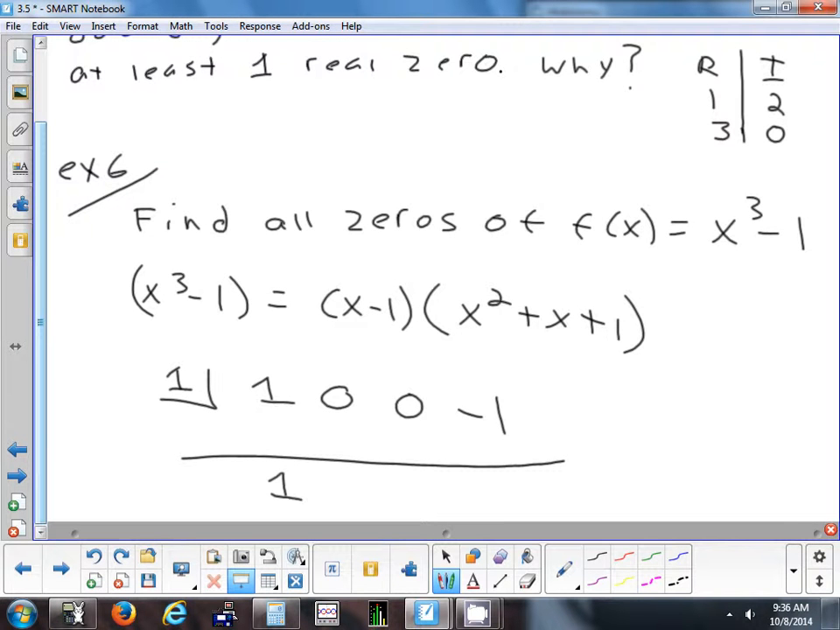So we get 1. 1 times 1 is 1. 0 plus 1 is 1. 1 times 1 is 1. Too many 1s. 0 times 1 is 0 plus 1 is 1. 1 times 1 is 1. Remainder 0 proves it's a root. And then these are my coefficients: 1x squared plus 1x plus 1. That's exactly how I got that. But if you know the shortcut for factoring, it saves you the time from having to do that.